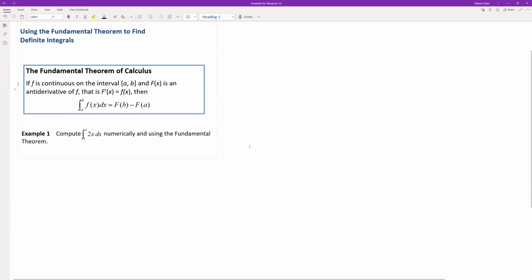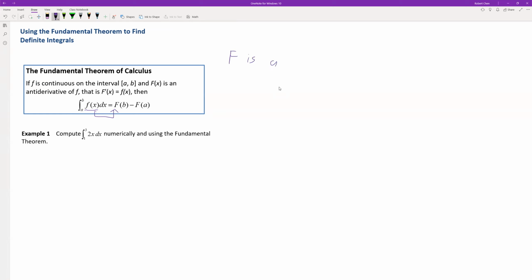Okay, so the fundamental theorem of calculus, which is what we have here, says if f is continuous on the interval from a to b, and capital F of x is an antiderivative of f, then capital F prime is equal to lowercase f. So basically, when we integrate f, we will get capital F. So capital F is an antiderivative of lowercase f.